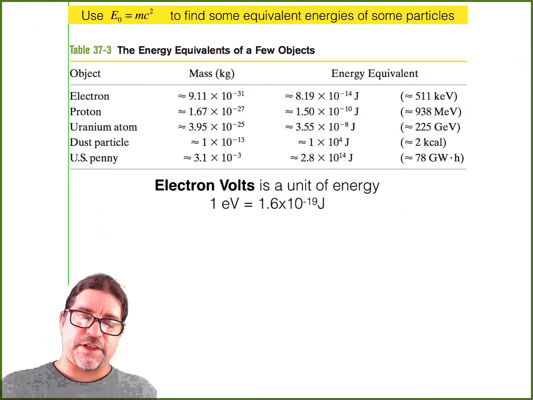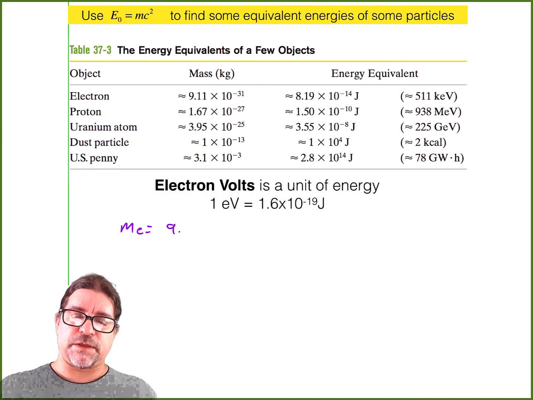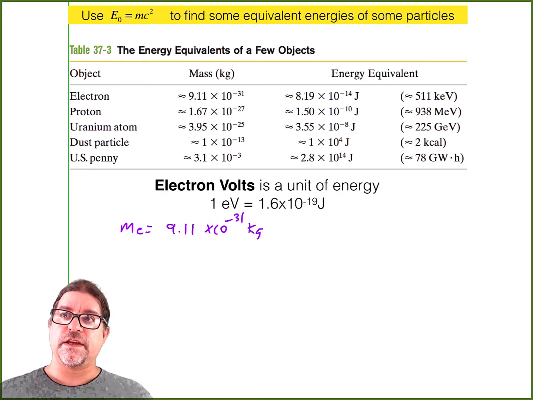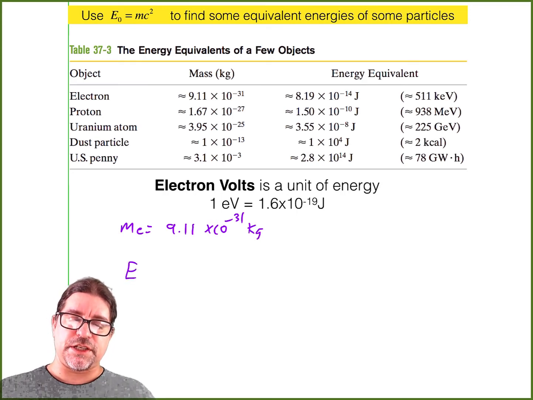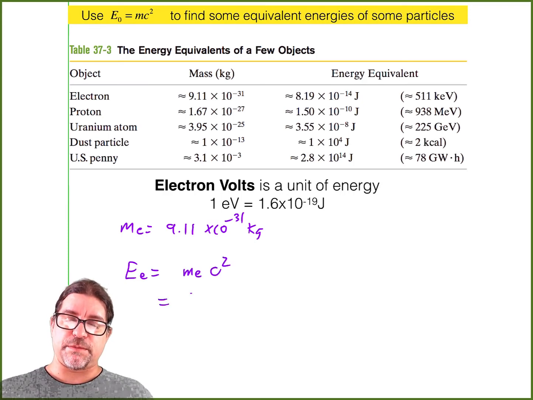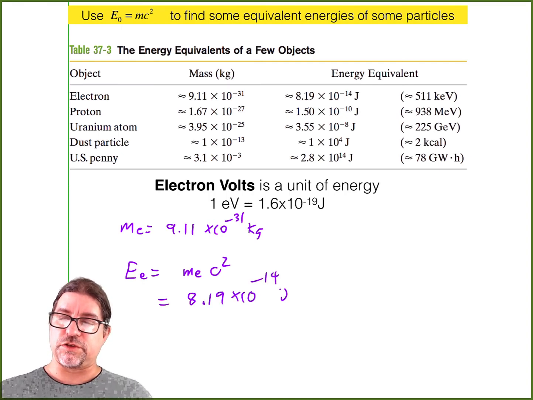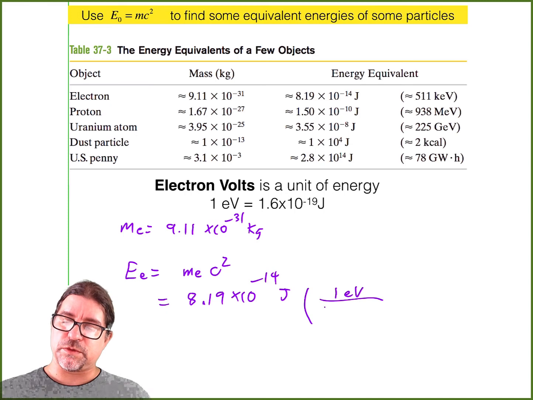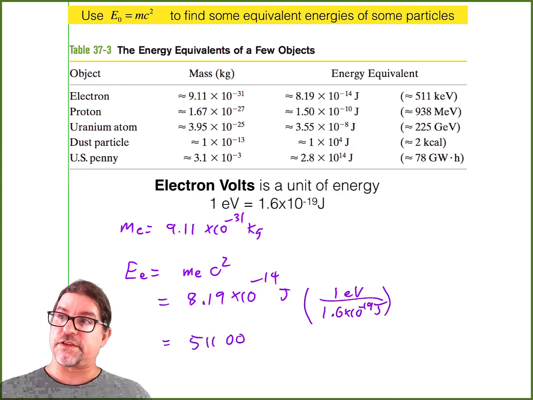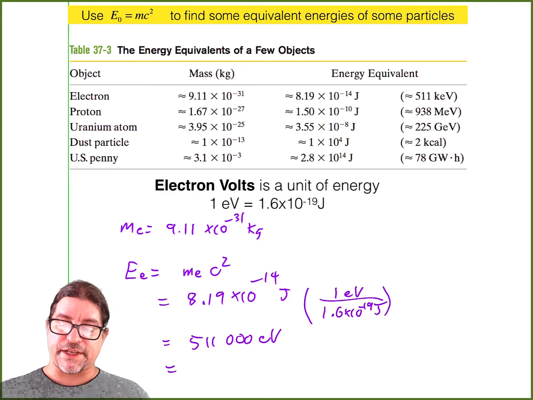So the mass of an electron, again, is about 9.11 times 10 to the minus 31 kilograms, right? If I calculate the energy equivalent of an electron, m_e c squared, I end up with about 8.19 times 10 to the minus 14 joules, approximately. And if I want to convert it to electron volts, well, 1 electron volt is about 1.6 times 10 to the negative 19 joules. So that works out to about 511,000 electron volts, which we'll write as kilo electron volts.